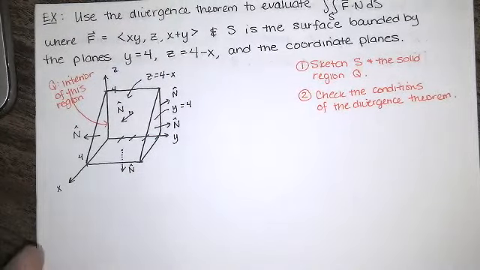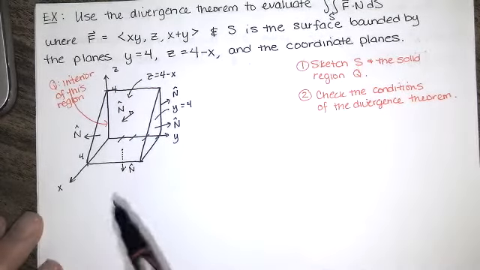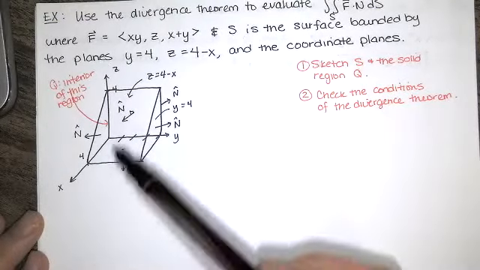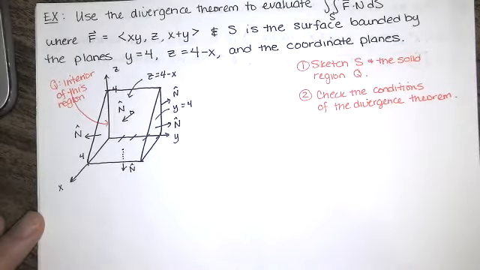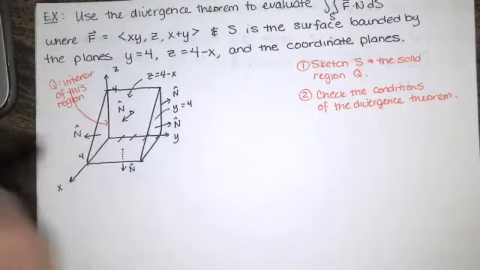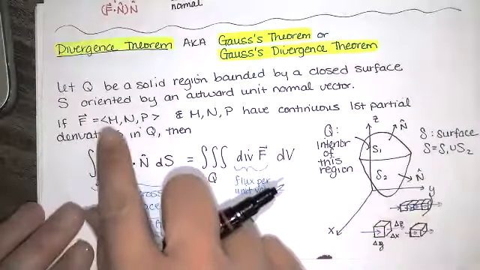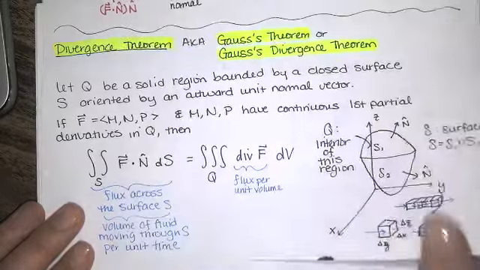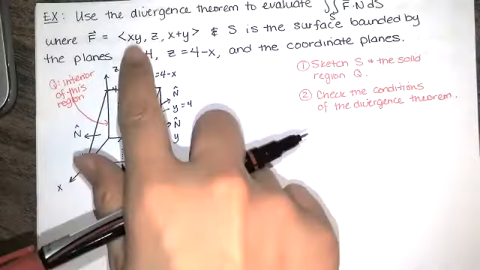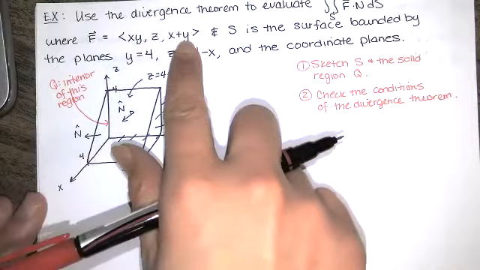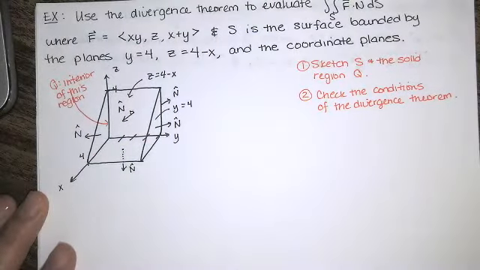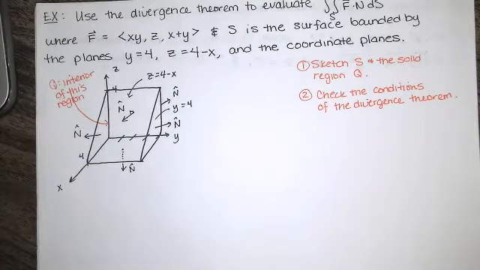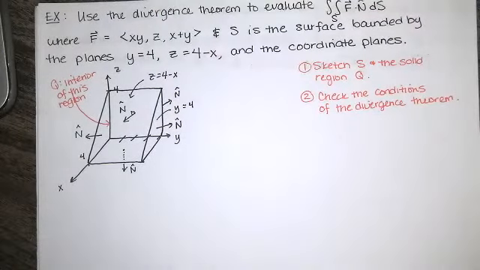So we've got a solid region Q with a closed surface S oriented with outward unit normals. That's totally fine. And now what do we need? We need our field to have components that have continuous first partial derivatives in that region Q. And the field is very simple. We just have polynomials, very simple polynomials in x, y, and z. So those three conditions are satisfied. So let's write those down.